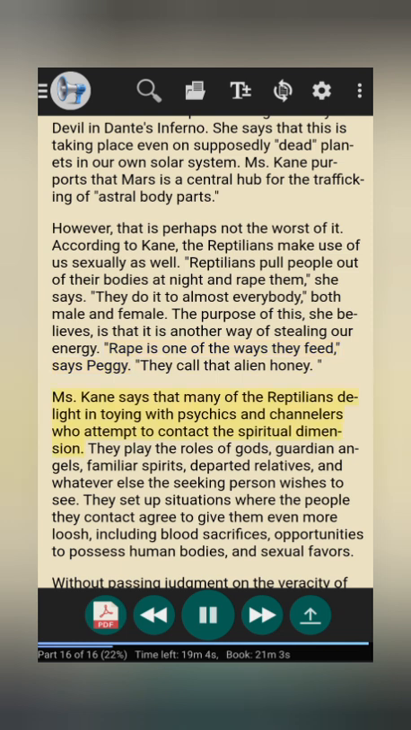Ms. Kane says that many of the reptilians delight in toying with psychics and channelers who attempt to contact the spiritual dimension. They play the roles of gods, guardian angels, familiar spirits, departed relatives, and whatever else the seeking person wishes to see. They set up situations where the people they contact agree to give them even more loosh, including blood sacrifices, opportunities to possess human bodies, and sexual favors.